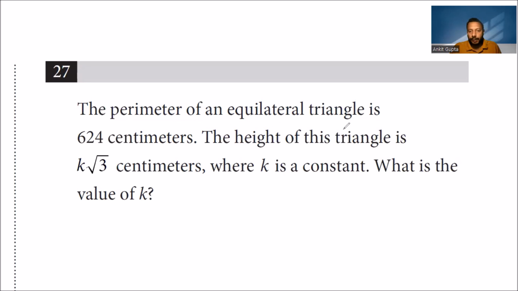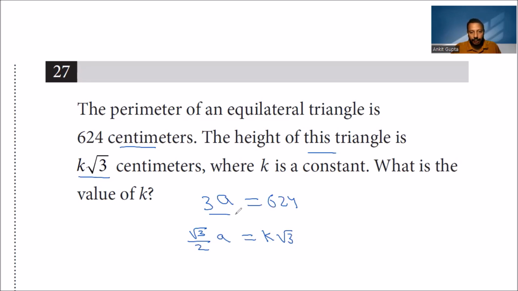The perimeter of an equilateral triangle is 624 centimeters. We know that if the side of an equilateral triangle is A, the perimeter will be 3A. So that means 3A is equal to 624. The height of this triangle is K root 3 centimeter. We know that the height of an equilateral triangle is root 3 by 2 A, and that is given as K root 3, where K is a constant. What is the value of K?